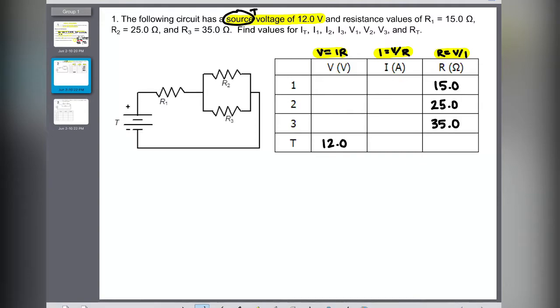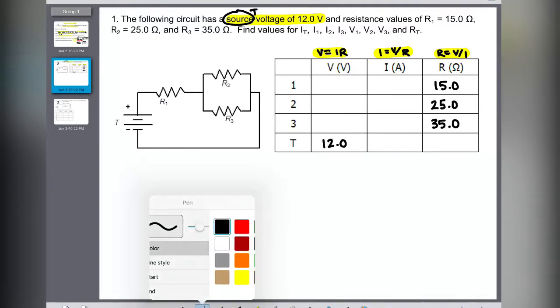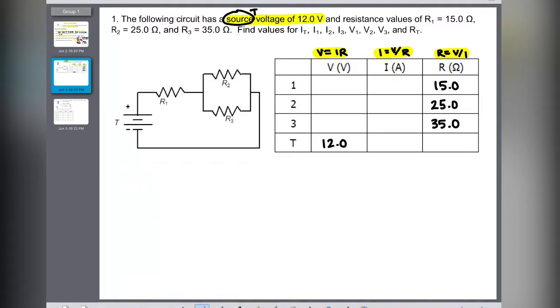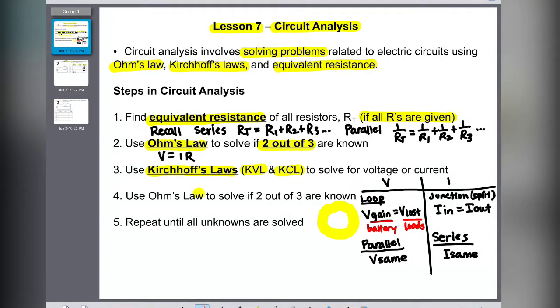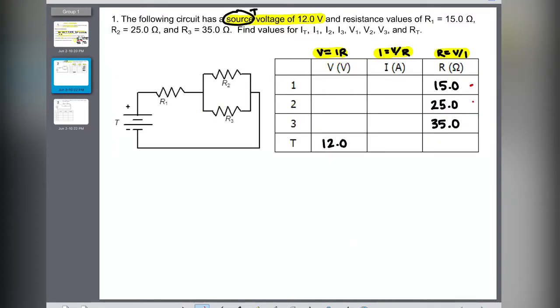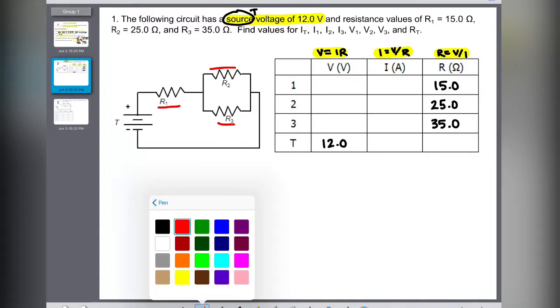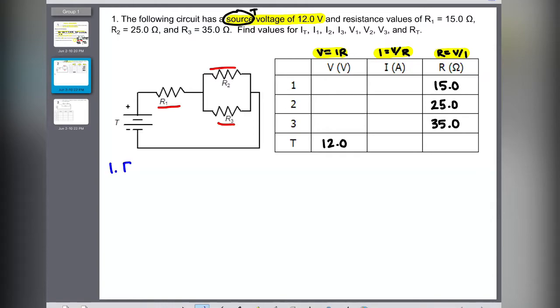So the first thing we're going to do is calculate RT. The reason I chose this step is, if you go back to the rule here, step 1 says if all R's are given. That's what's happening in this question. They gave me all the R's, so I can do step 1, which is RT. So let's solve for RT. Take a look at the circuit here. It has two things that are in parallel. Do you see that these two are in parallel, but then connected in series to this? So this is a two-step question in terms of solving for RT. I'm going to write step 1: find RT.